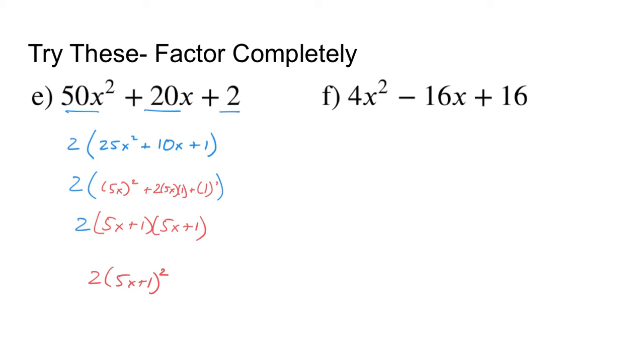What about for F? If I'm looking at F and I'm looking to see what those 3 terms have in common, they have a 4 in common. So I'd be able to factor out that 4. And I'd end up with 4 times the quantity x squared minus 4x plus 4. And if I factor that down even further, using my rule, I'd get 4 times x minus 2 times x minus 2.